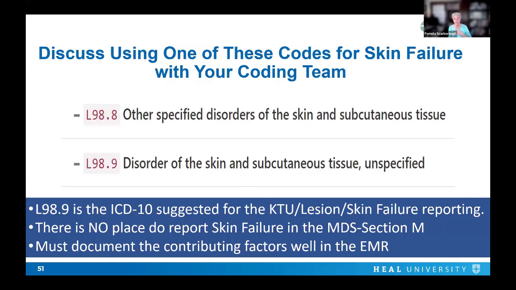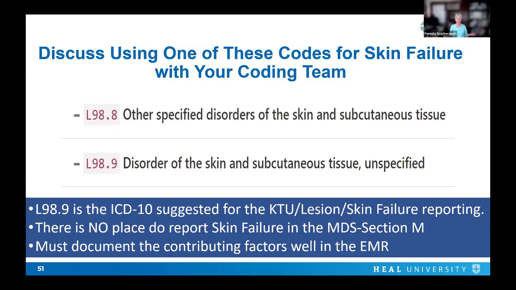This came from CMS when we were asking them what we're supposed to do if we don't have a place to code our skin failure. Don't code it in the MDS, but where do we code it? So they gave us this, and the recommendation is that we use L98.9 that was suggested for the kidney terminal ulcer or lesion skin failure reporting.